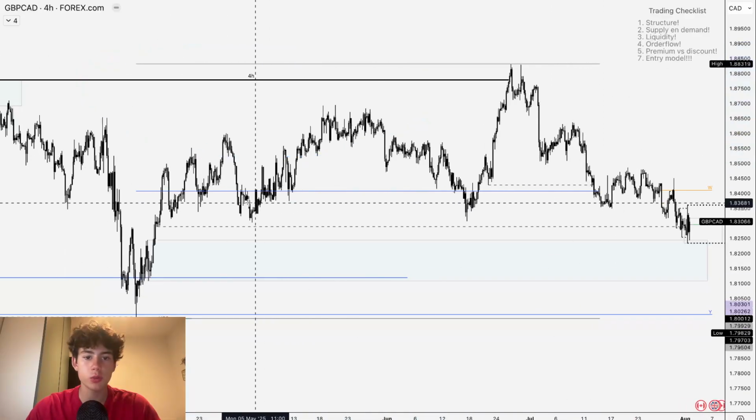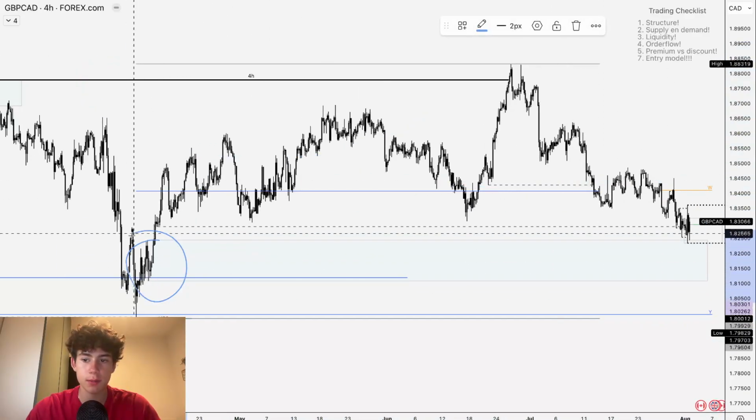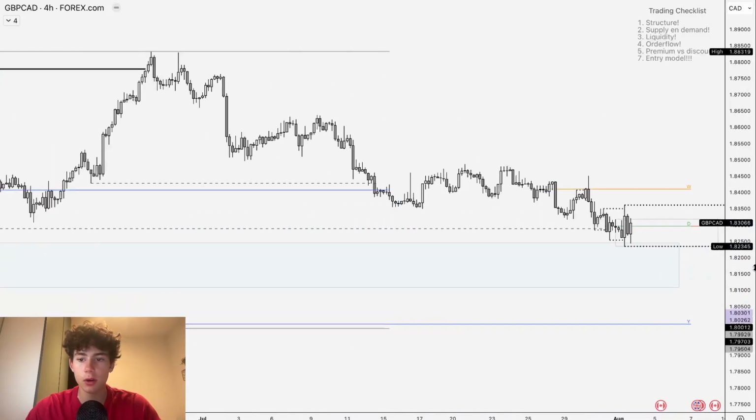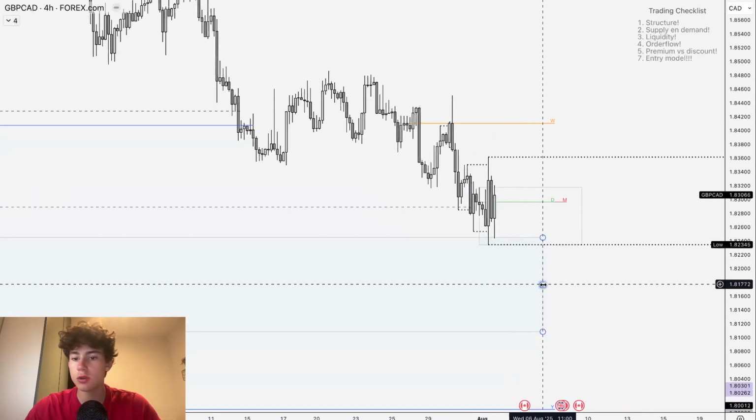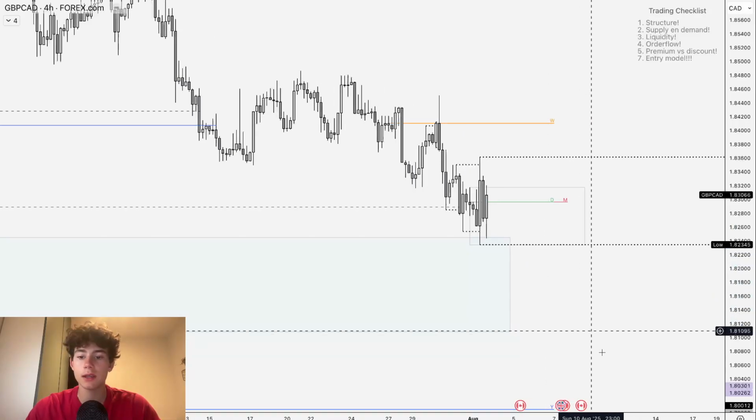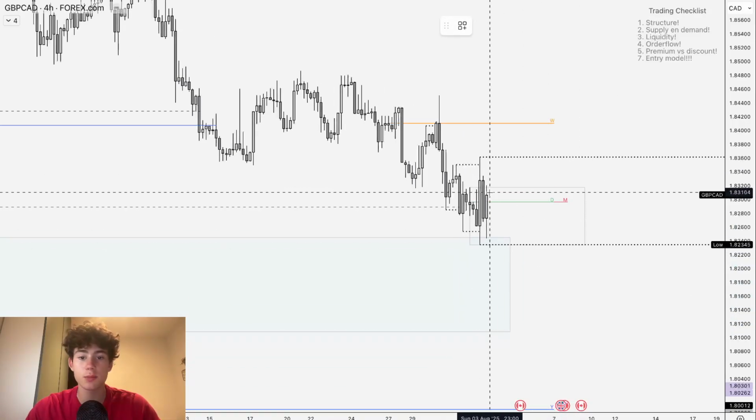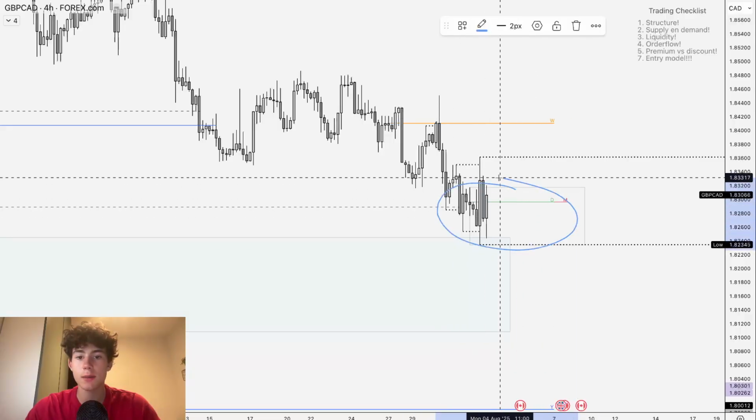We're 4 hour bullish, we tapped discount prices, we tapped this demand zone, we took liquidity underneath the lows, and it just looks super clean. We could take the long setup if the order flow changes bullish, which is also in this case bullish.